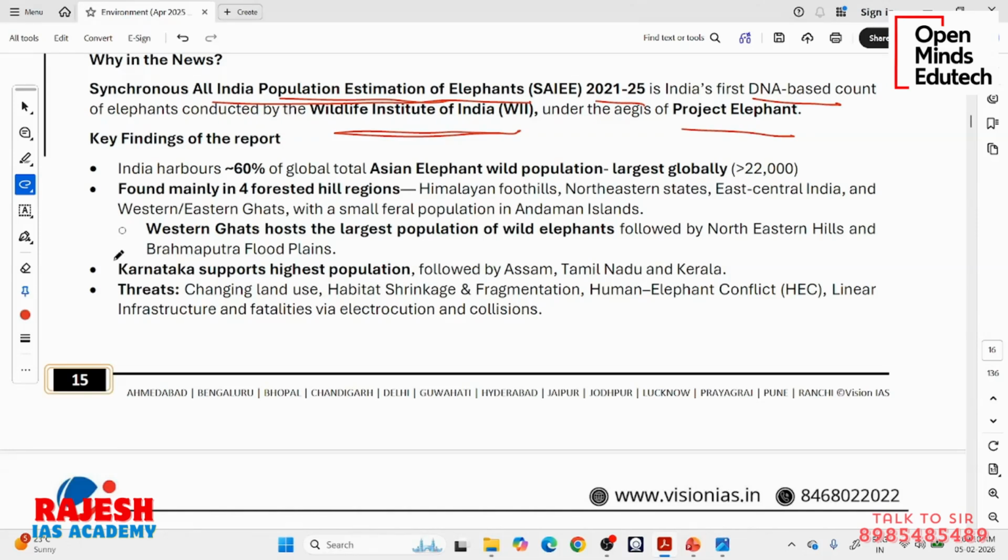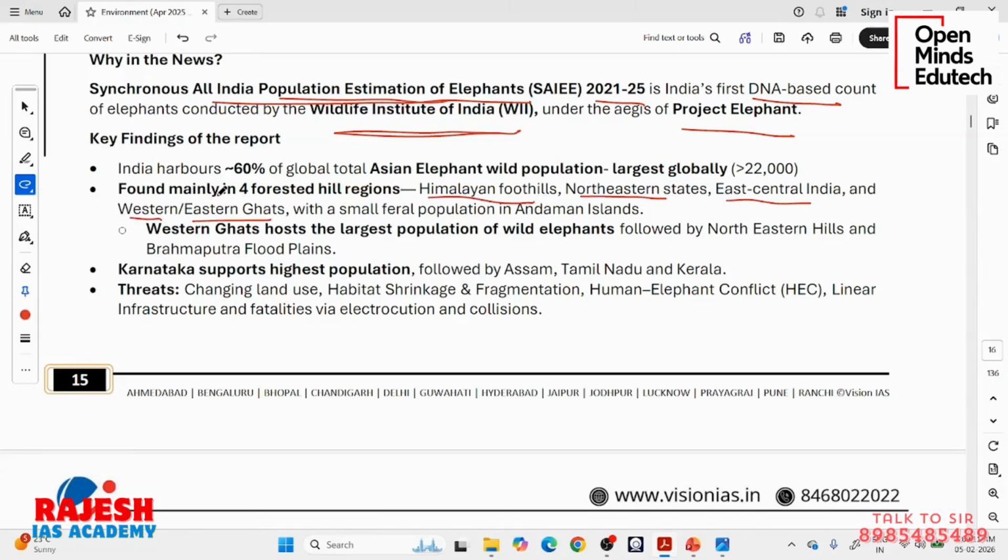India harbors 60% of the global total Asian elephants. So of all the Asian elephants in this Asian continent, we have 60% in India. We are the country with the largest Asian elephant population, with more than 22,000 in India. They are mainly found in 4 forested hill regions: Himalayan foothills, northeastern states, east central India, and the Western Ghats and Eastern Ghats.